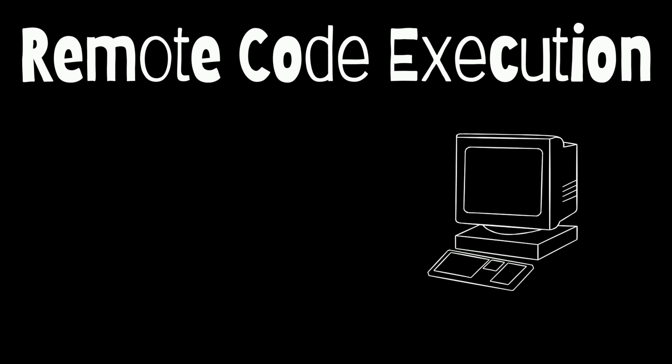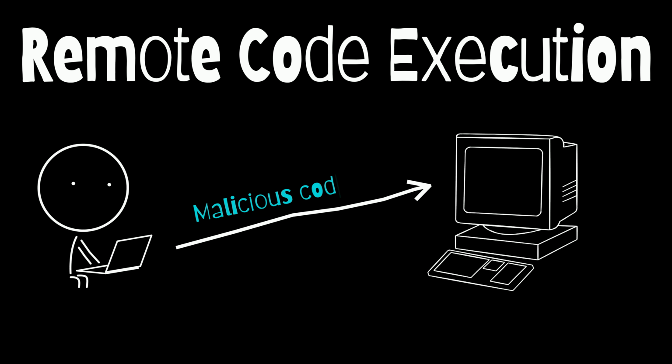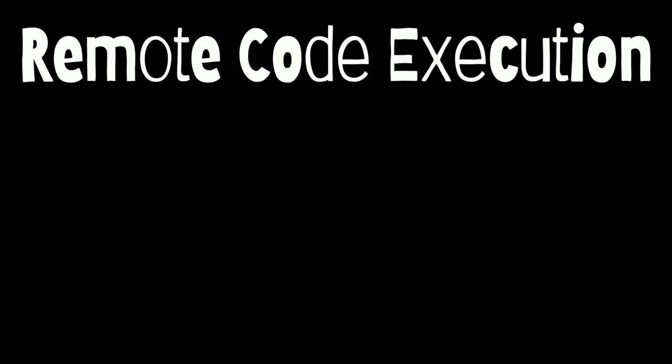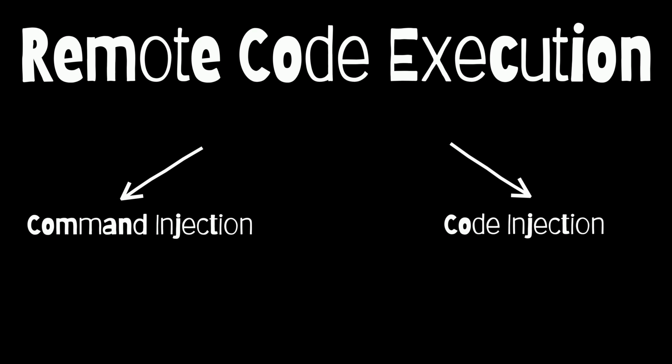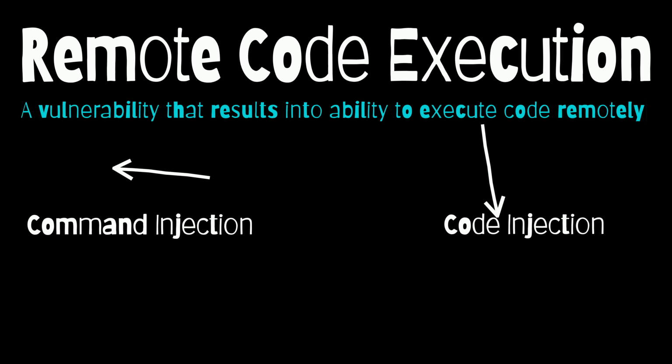Remote code execution is a security vulnerability that allows an attacker to run arbitrary code on a target system from a remote location over a network. This can typically be achieved with command or code injection. Remote code execution is the umbrella term that describes the outcome, the ability to execute arbitrary code remotely, while command injection and code injection are specific attack techniques that can lead to remote code execution.